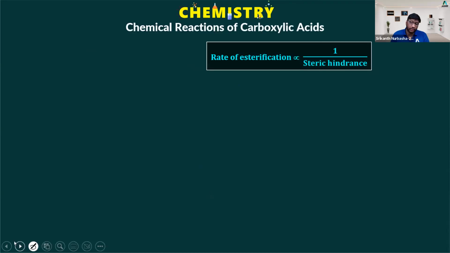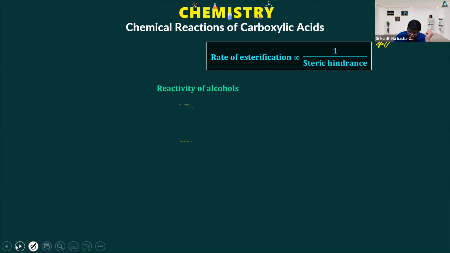And esterification, if you look at the rate, the alcohol is going to attack the electrophilic carbon. If the alcohol has bulky groups, it cannot act as a good nucleophile because of steric repulsions. If bulky groups are present in the carboxylic acid also, then also due to steric repulsions the reaction is not going to happen. So rate of esterification is inversely proportional to steric hindrance. This is the point.